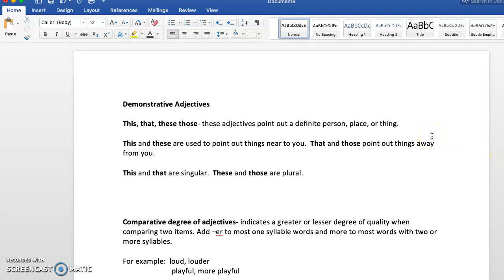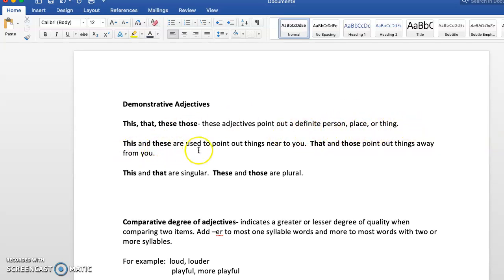Today we're going to talk about three different types of adjectives. The first we're going to talk about is demonstrative adjectives. Demonstrative adjectives are easy to remember, I think, because they all begin with the same two letters, TH. This, that, these, and those. These adjectives point out a definite person, place, or thing.